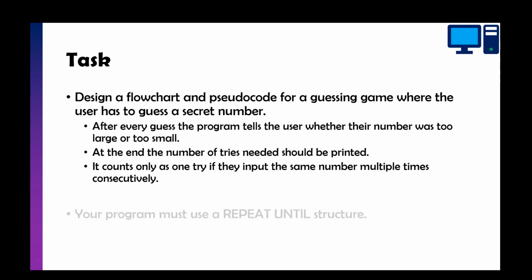So what I'd like to do is, after I've read the description of this task, I'd like you to pause the video and see if you can come up with the algorithm. Now there's not a one size fits all for the answer, but it should be very similar to mine, I would presume. So design a flowchart and pseudocode for a guessing game where the user has to guess a secret number. After every guess, the program tells the user whether their number was too large or too small. At the end, the number of tries needed should be printed out, and it counts only as one try if they input the same number multiple times consecutively. And the program must use a repeat until. So this program could use a while, but for the sake of learning, I would like us to do the repeat until structure.